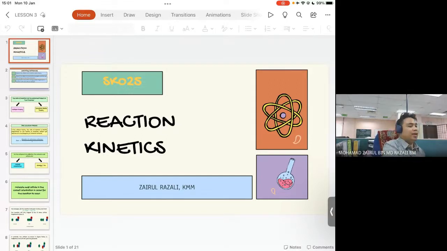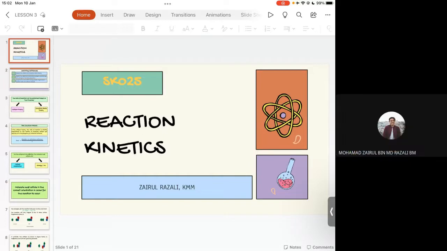Okay, so this is our first lecture for semester 2. We're going to cover 8.2 and half from 8.3 lah. So kita akan tengok collision theory, transition state theory and also factors affecting the rate of reaction.